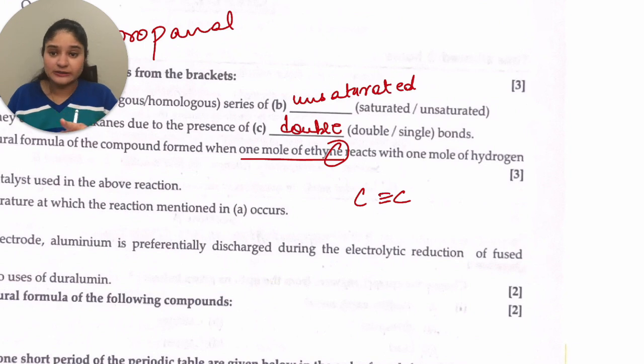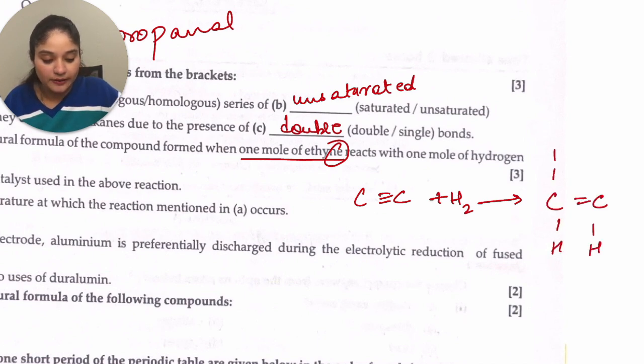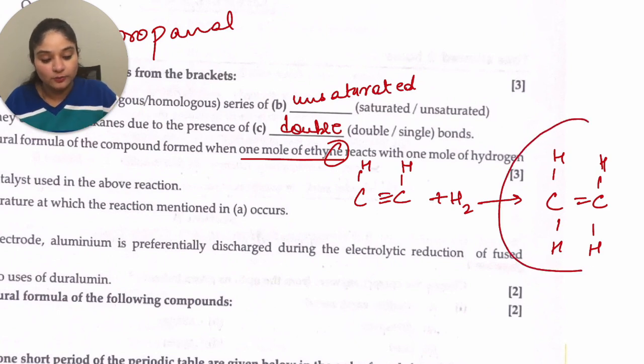So what will happen is, out of 3 bonds, 1 of the bonds will break and 2 hydrogens will get added, 1 to each carbon. So what will come out of this is nothing but an addition reaction. Ethyne plus hydrogen will give you C double bond C, and hydrogens will get added here, and the rest of course you can balance. So this is what the reaction would look like, but they are not asking for the entire reaction, they are only asking for this product. So this is what it's supposed to make.